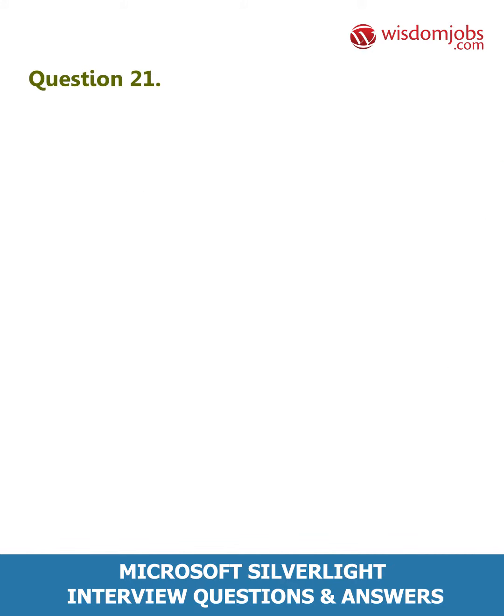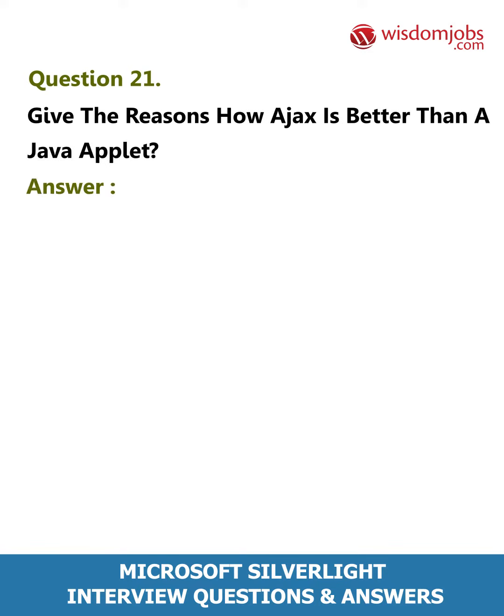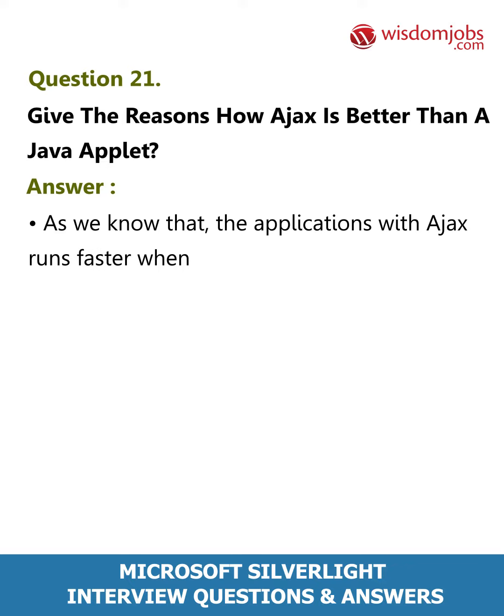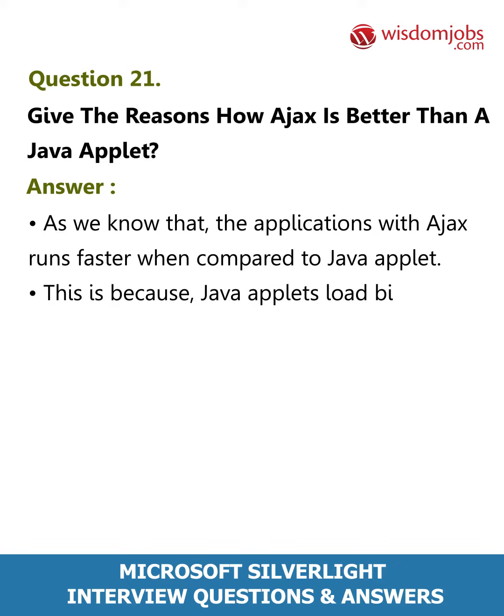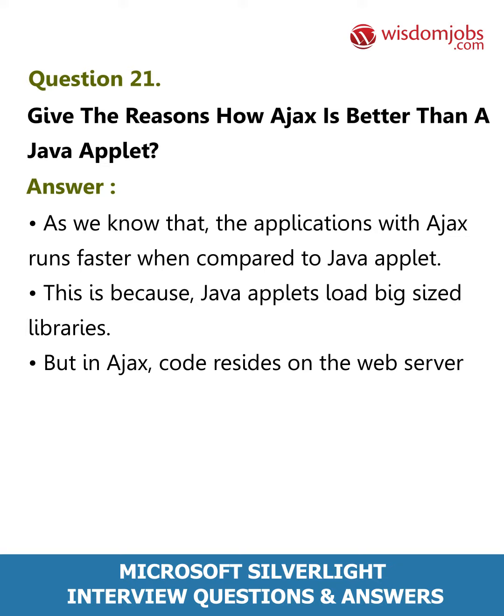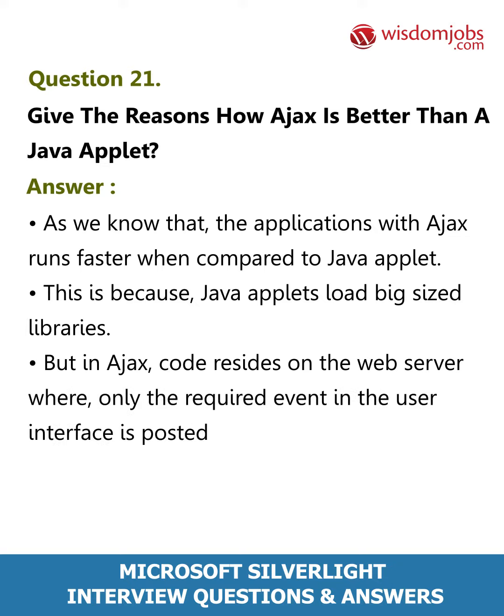Question 21. Give the reasons how Ajax is better than a Java applet. Answer. As we know, applications with Ajax run faster when compared to Java applets. This is because Java applets load big-sized libraries, but in Ajax, code resides on the web server where only the required event in the user interface is posted back to the server.